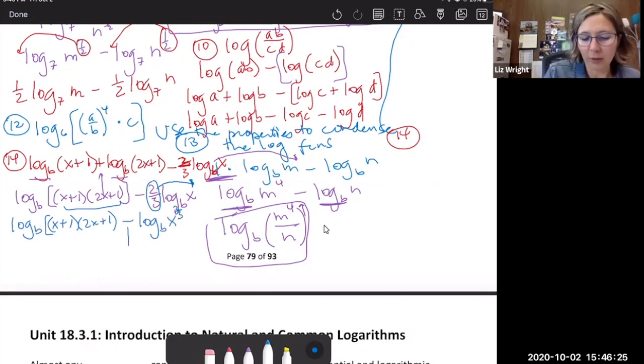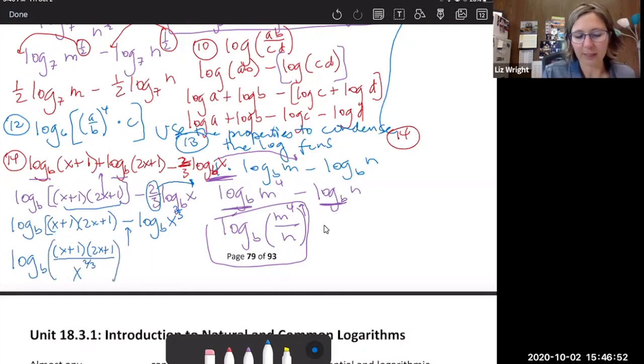So then what are we going to do about this subtraction sign? And I'm hoping you're saying that it's going to end up becoming division when we move our arguments together. And that would be right, because it's going to be log base b of x plus 1 times 2x plus 1 all over x to the 2/3 power. And then I'm going to put that all in parentheses because that's all part of my argument, and that would be it.